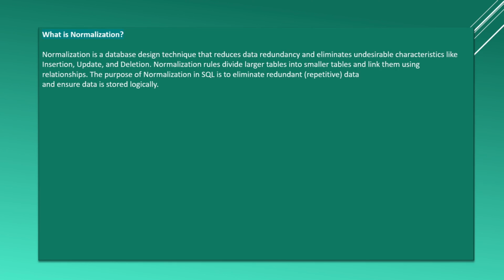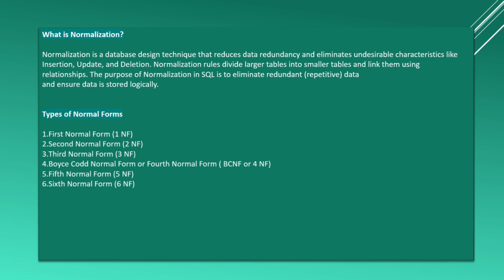So now we know normalization. Let's know the types of normalization forms. There are 6 types of normalization forms present in database: first normal form, second normal form, third normal form, fourth normal form, fifth and sixth normal form. So let's know one by one what each normalization form says and how we can use it in our database table design.